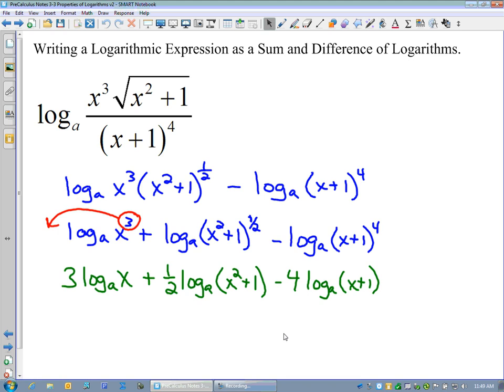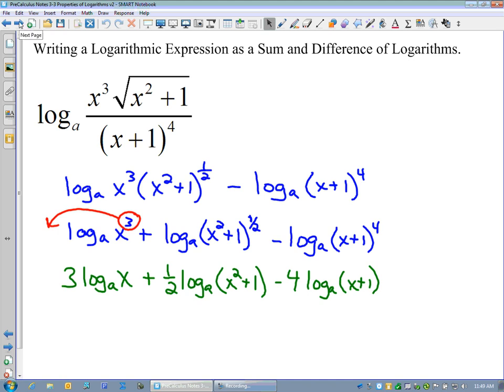I have found through experience, although you can use the properties in any order you want, product property, quotient property, power property, that when taking a single logarithm expression and breaking it up into a sum or difference, it is best to use the quotient property first, then the product property, then the power property. And when putting them together, I found it easiest to use them in the opposite order. I would do the power property first, then product property, then quotient property. And we'll see that in a later problem.